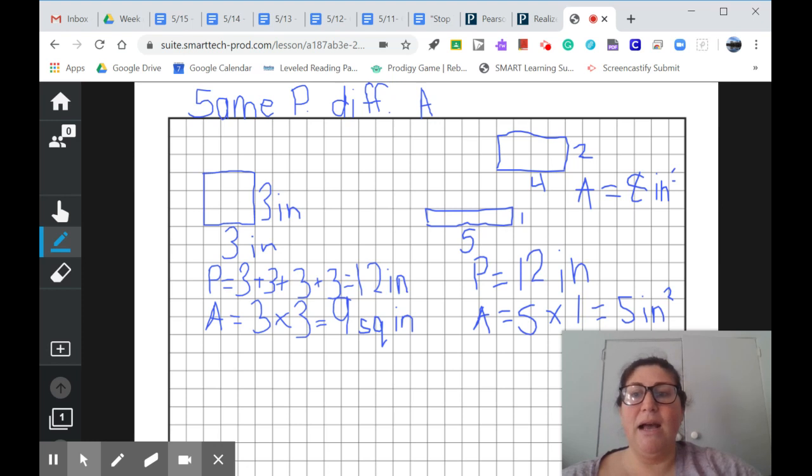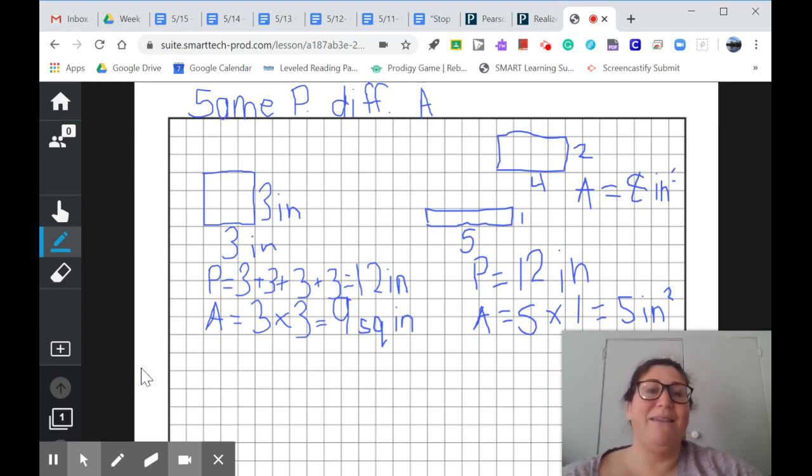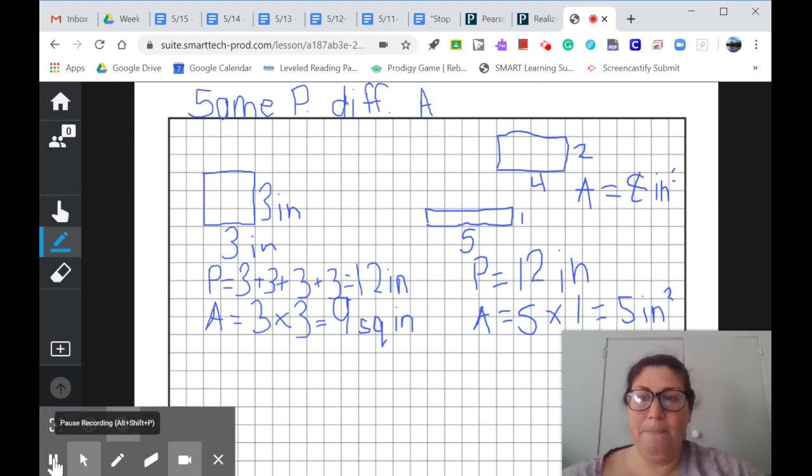All right, so I am going to move on now to shapes that have the same area but different perimeters, because that's what you're going to be talking about tomorrow. So do a little pre-teach of it.